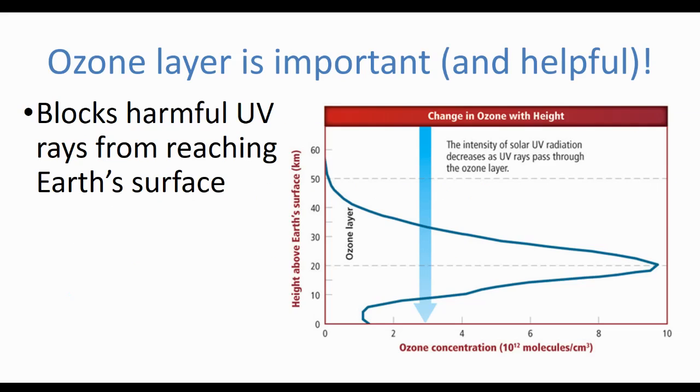So the ozone is really important and also very helpful because it blocks harmful UV rays from reaching Earth's surface. So it is important that we do the things that take care of it and stop doing the things that break down the ozone, because UV rays are cancerous and we don't want that.